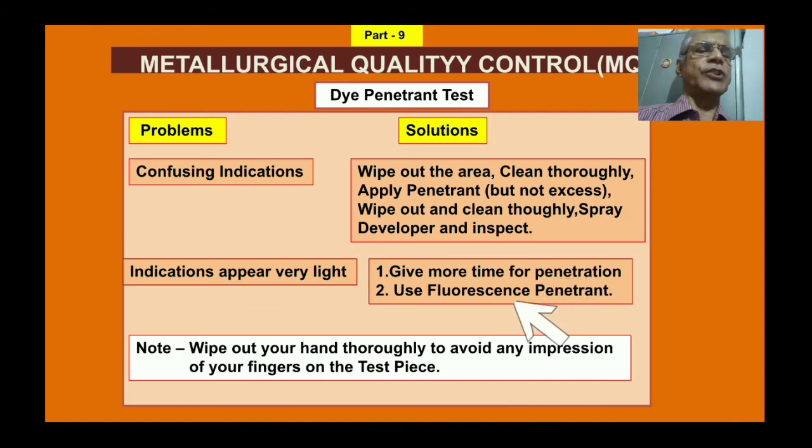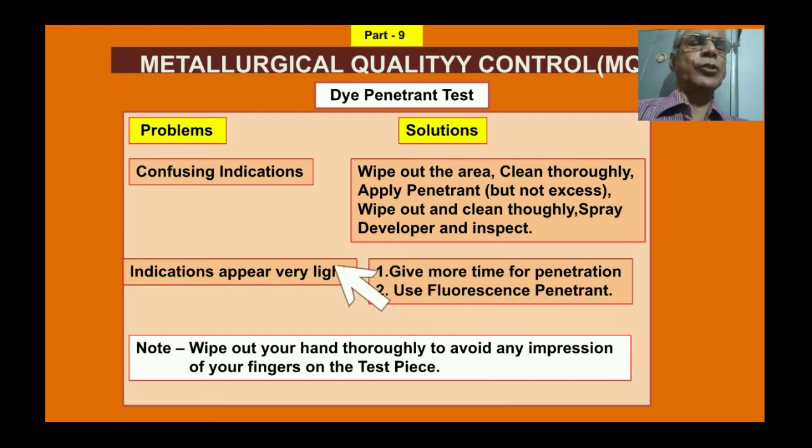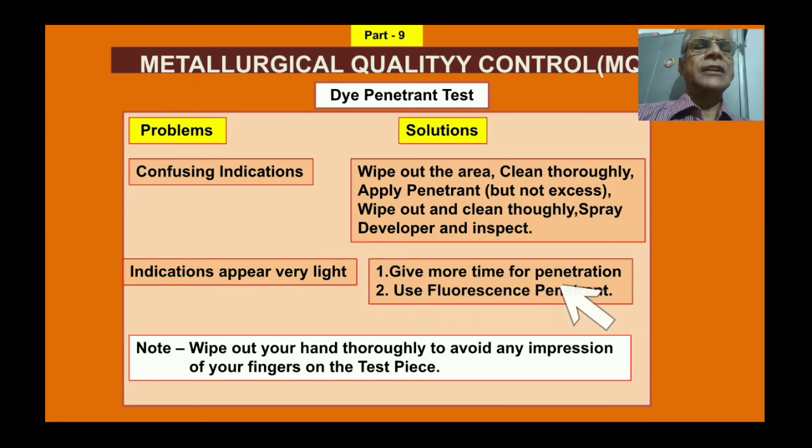And then use fluorescent penetrant also. If you are using this, then if a fine crack is there and not visible or maybe doubtful, it can create a very clear-cut indication, like I have shown in the previous slide. Very fine cracks are also visible when you use fluorescent penetrant.